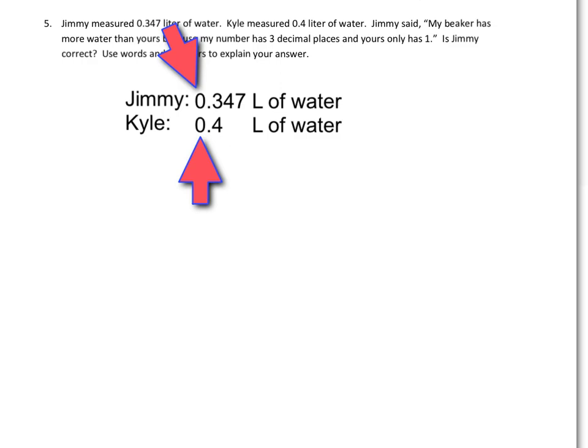Let's begin comparing the two numbers in the ones place. Both numbers have a 0. So let's move beyond the decimal over to the tenths place. In the tenths place, we have a 3 and a 4. We know that 4 is greater than 3, so Kyle actually has more water in his beaker and Jimmy is incorrect. Another way you could solve this is by putting in 2 zeros after the 4, so each number can be comparable.